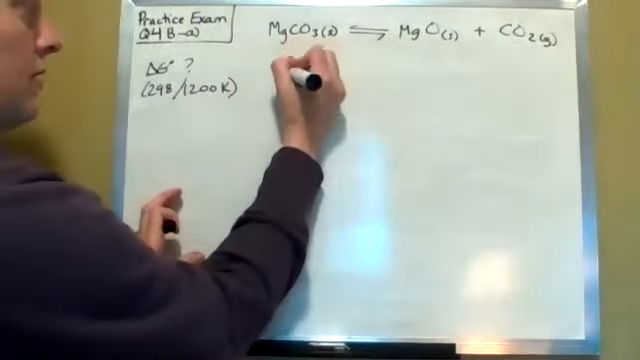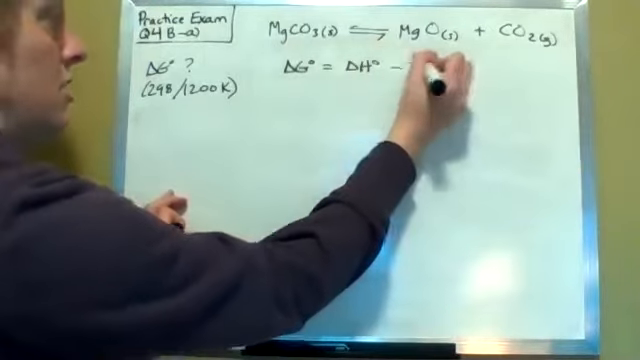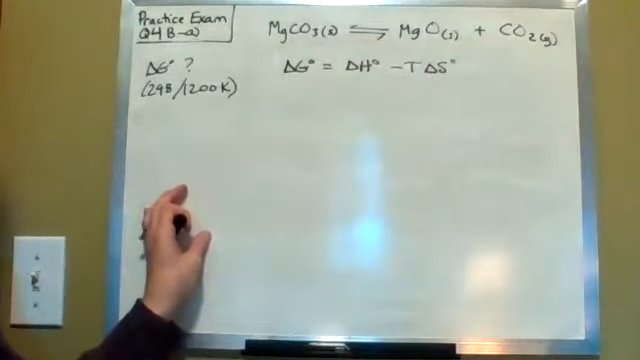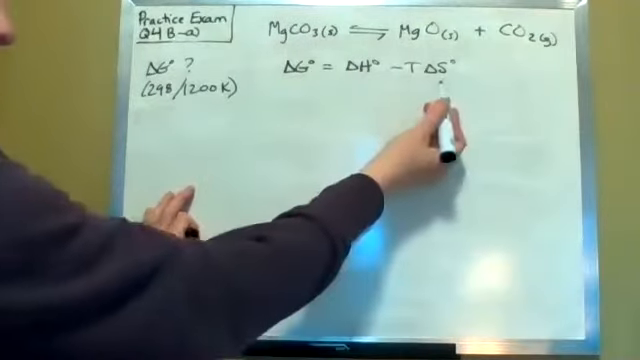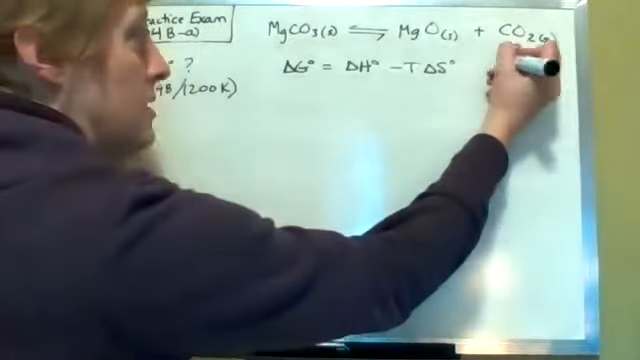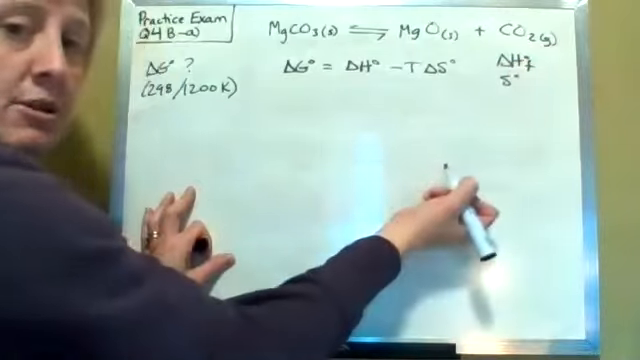So remember, your equation for delta G naught is related to the enthalpy change minus T delta S, the entropy change. Now these values can be found if you look back in your data section. We can calculate those using delta H naught F values and absolute entropy values.